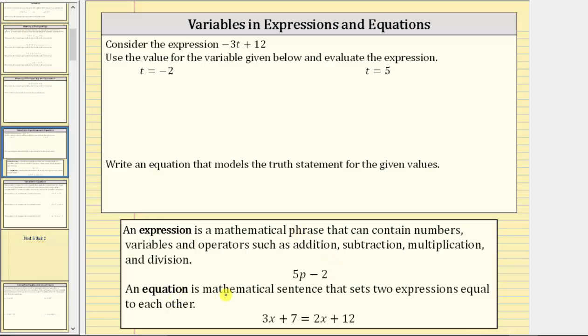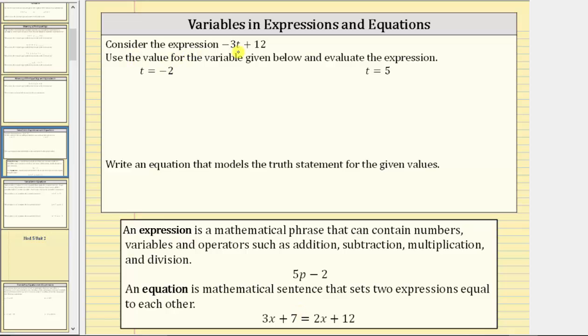An equation is a mathematical sentence that sets two expressions equal to each other. An example of an equation is 3x plus 7 equals 2x plus 12. An equation always have an equal sign. Let's look at some examples.